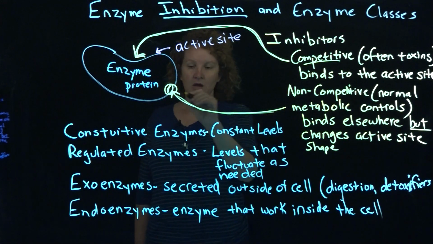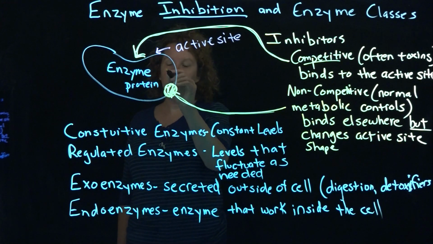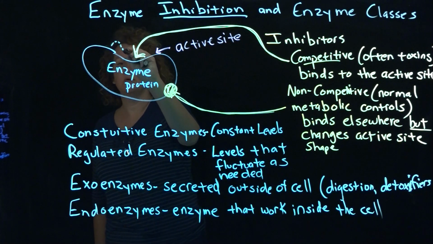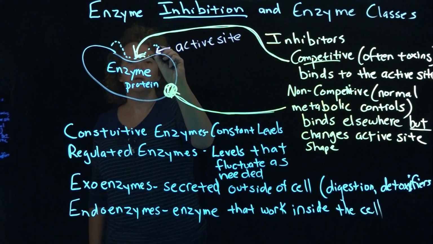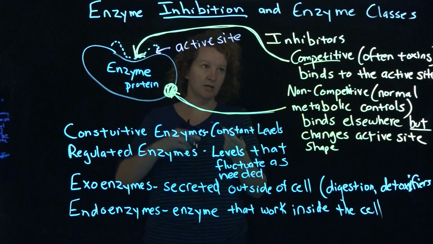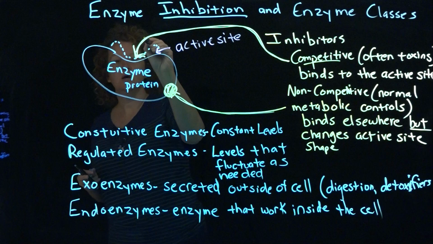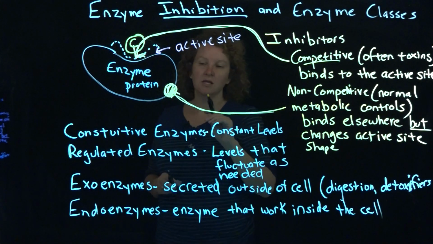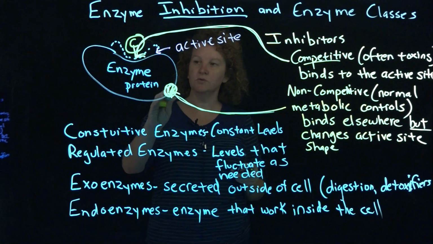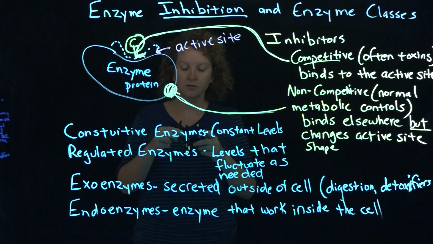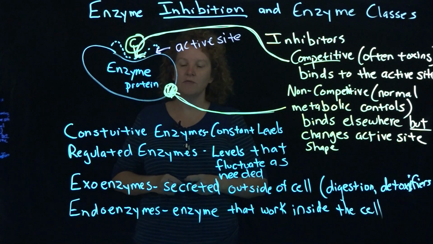So they'll bind somewhere else, but what that does is it changes the shape of the active site. So they both have the same net effect. The competitive inhibitor prevents the substrate from binding because it literally is blocking the site itself. This is your competitive type. The non-competitive type binds elsewhere, but it changes the folding such that the substrate also no longer binds. So same sort of net effect.